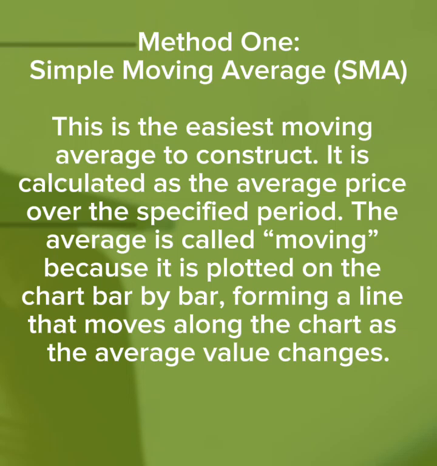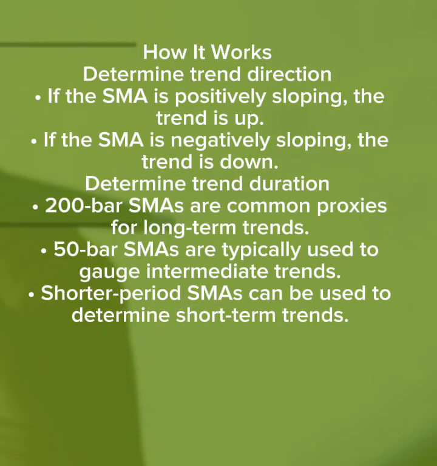The average is called moving because it is plotted on the chart bar by bar, forming a line that moves along the chart as the average value changes. How it works. Determine trend direction. If the SMA is positively sloping, the trend is up.